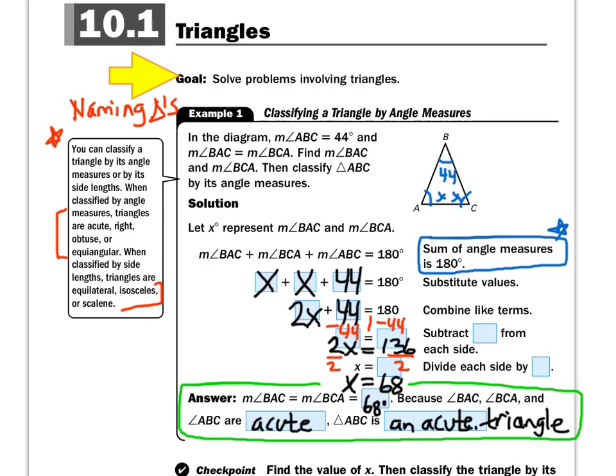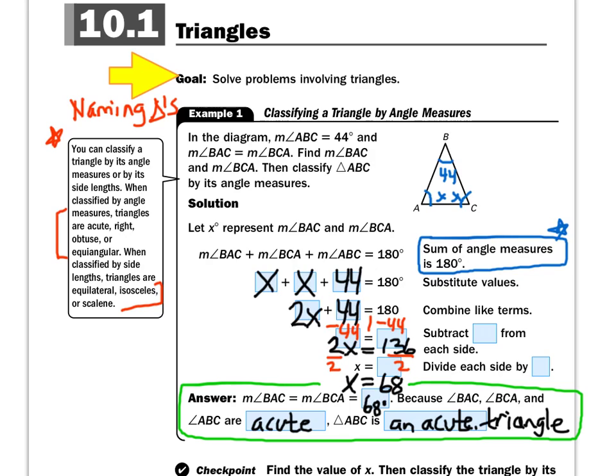So I substituted X in for angle BAC, X for angle BCA, and 44 for the measure of angle ABC. We know when we add those together, that has to equal 180. So 1x plus 1x is 2x plus 44. We subtract 44 from both sides, so we have 2x equals 136. Then we get rid of the 2 by dividing by 2 on both sides.